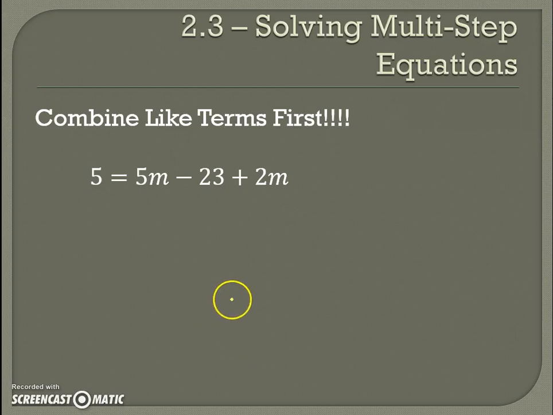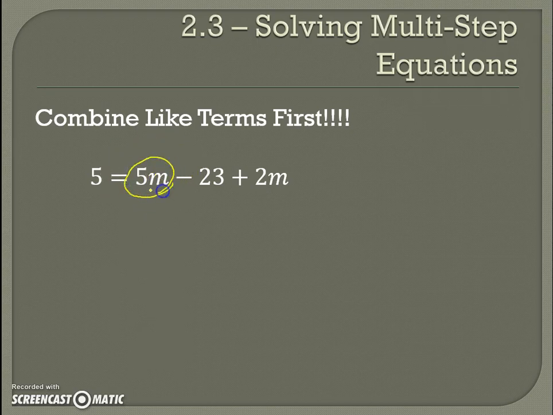Alright guys, we're going to go through another quick video here continuing with chapter 2. So today we're looking at multi-step equations. When you have an equation and there are like terms on one side or both sides of the equal sign, you need to combine those first.